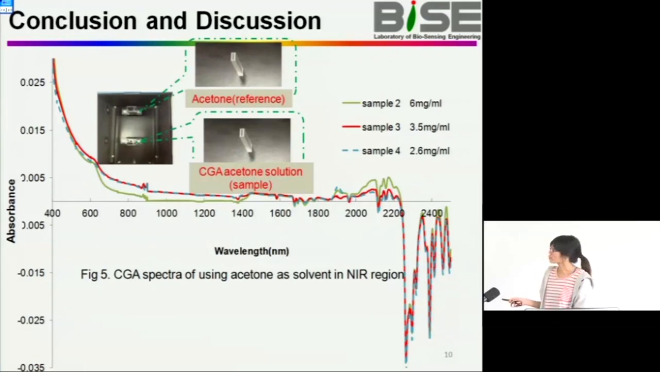This time, the CJ acetone solution was used as the sample and the acetone was used as the reference. Then we can get the CJ spectrum again. This is the CJ spectrum at a different concentration.